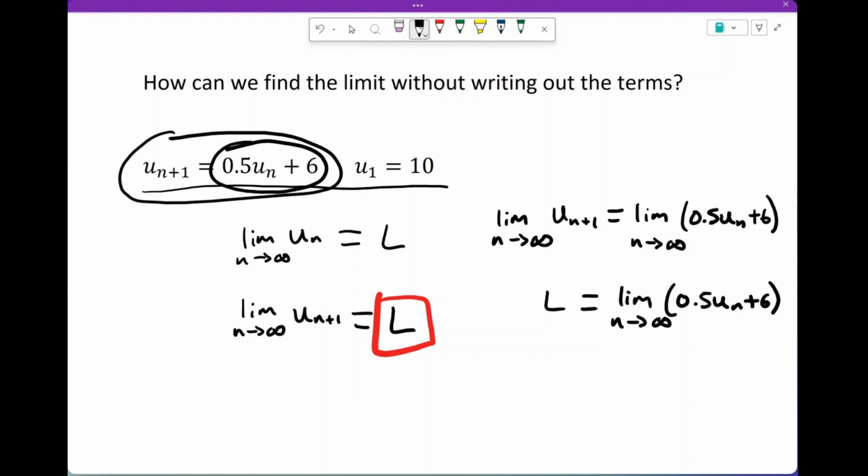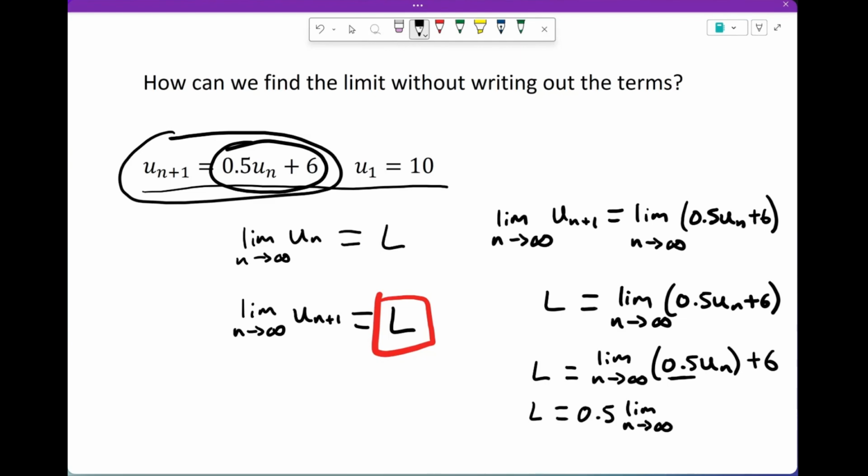So therefore, we would get that L is equal to the limit as n tends to infinity of the 0.5 un, and I'm going to write a plus 6 outside. So it's now independent of the limit because it was independent of n. Then what we could also do is recognize that the 0.5 in my limit here is independent of n, so we can factorize that out. So we would get L is equal to 0.5 of the limit as n tends to infinity of un, plus 6, like this, where the plus 6 is outside the limit.